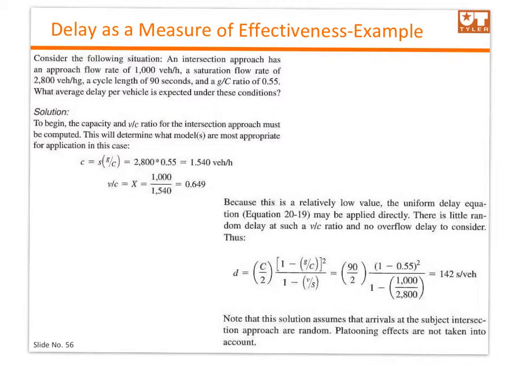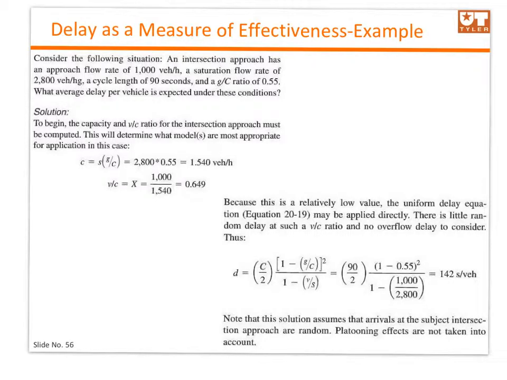To understand the models of delay, let's consider the following situation. An intersection approach has an approach flow rate of 1000 vehicles per hour, a saturation flow rate of 2800 vehicles per hour of green time, a cycle length of 90 seconds, and a G over C ratio of 0.55. What we need to get is the average delay per vehicle expected under these conditions.